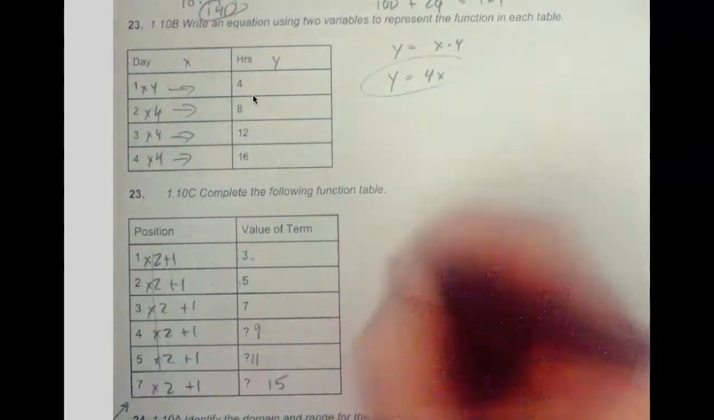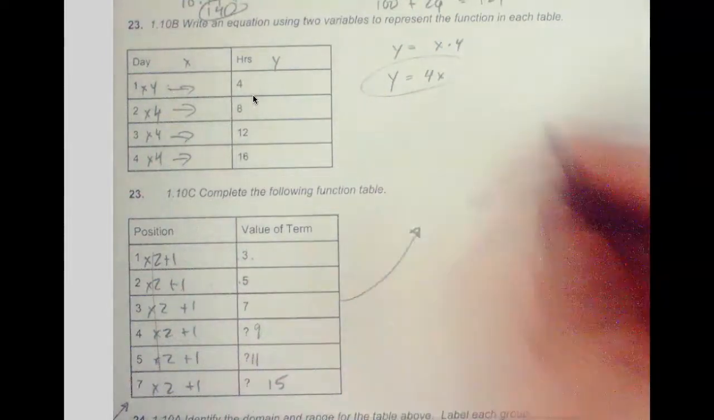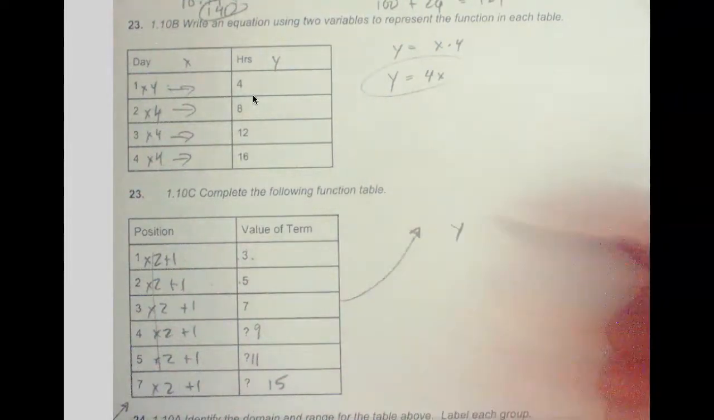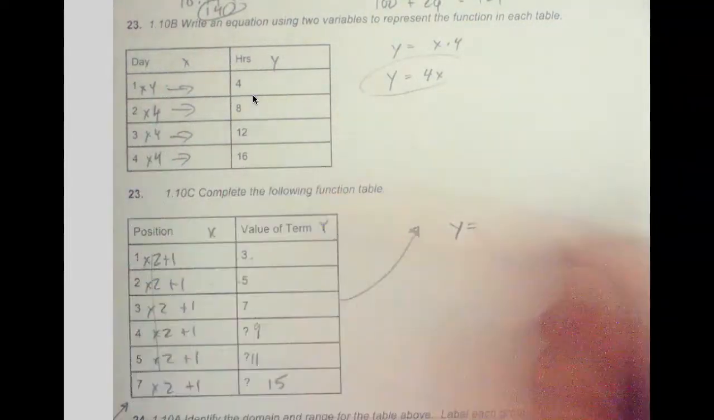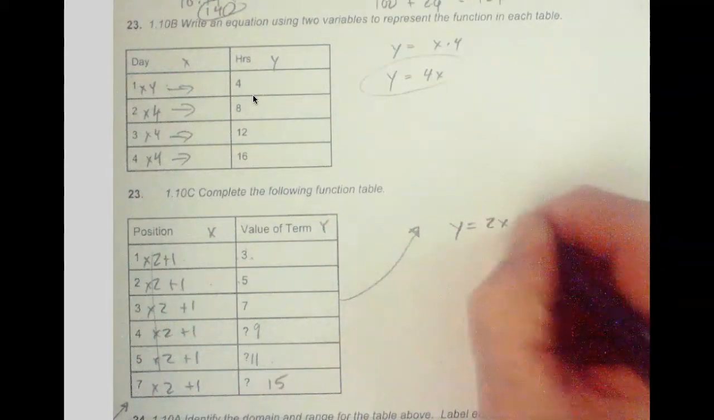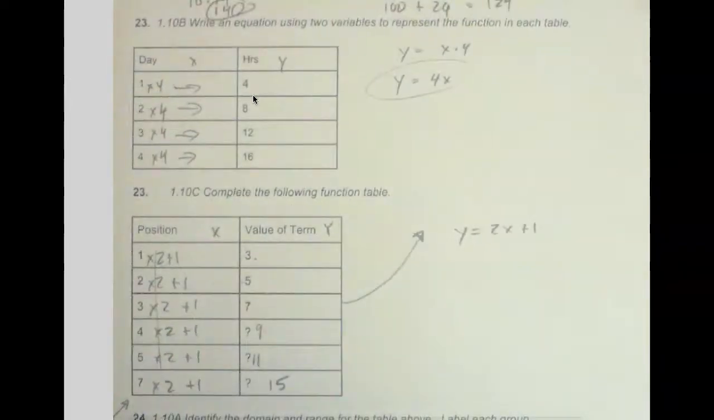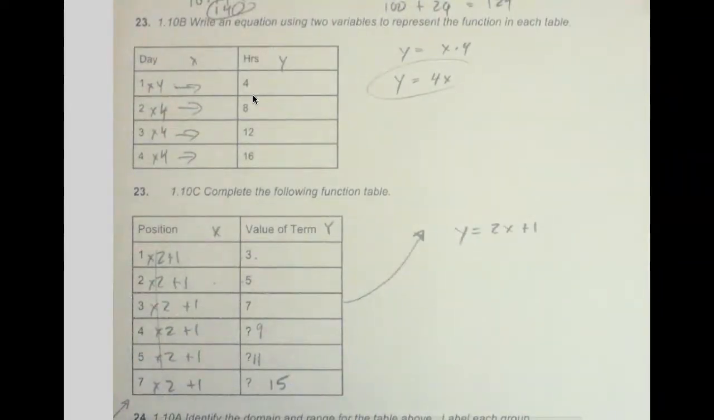All right, so let's just think about what that would be as a two variable equation. So here's your y, here's your x. The y is equal to 2 times whatever the x is plus 1. And that's just a real popular two variable equation. Identify the domain and range for the table above.